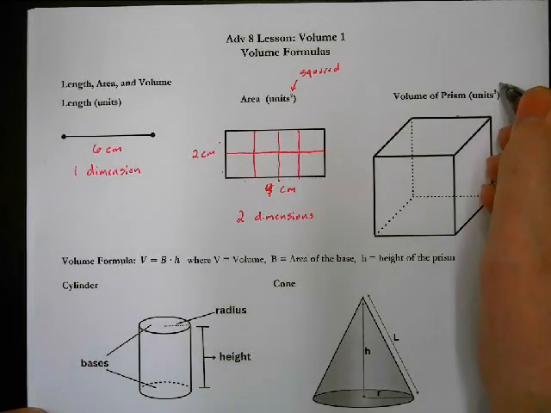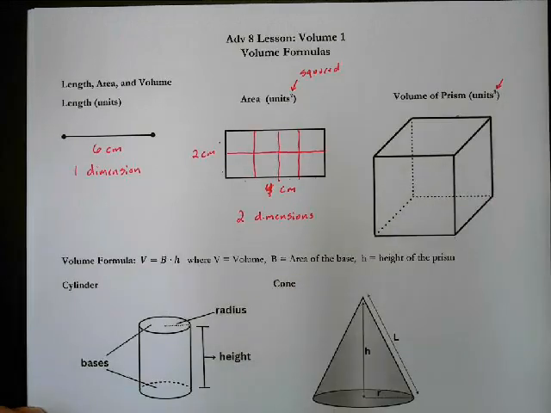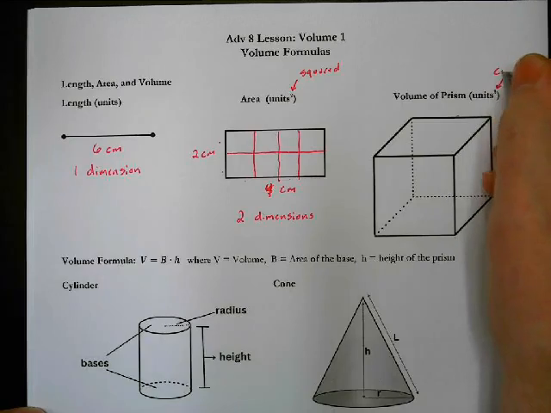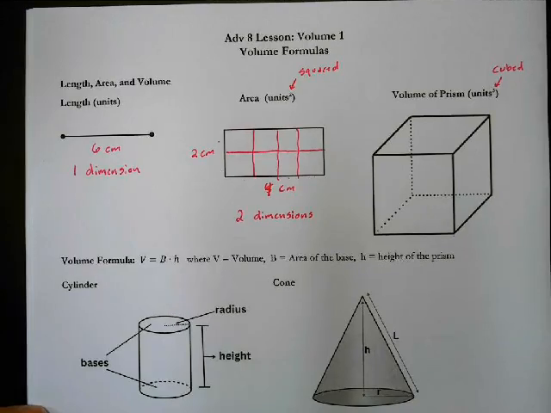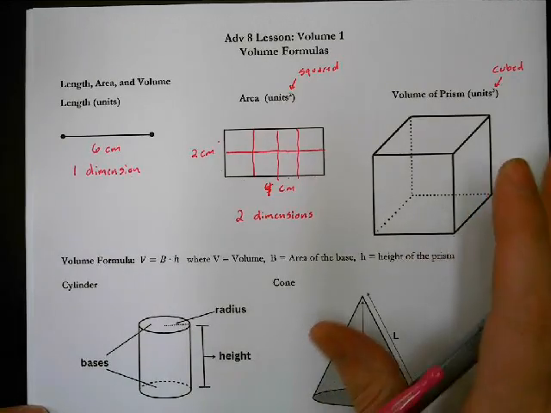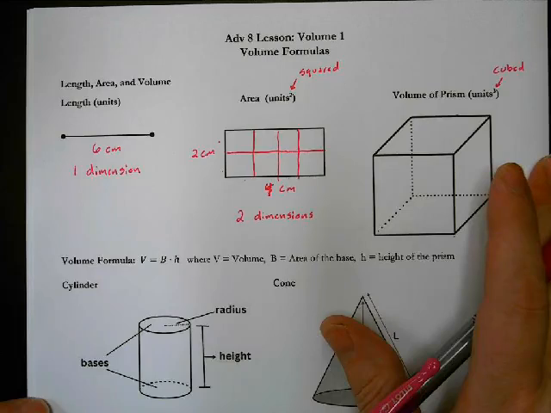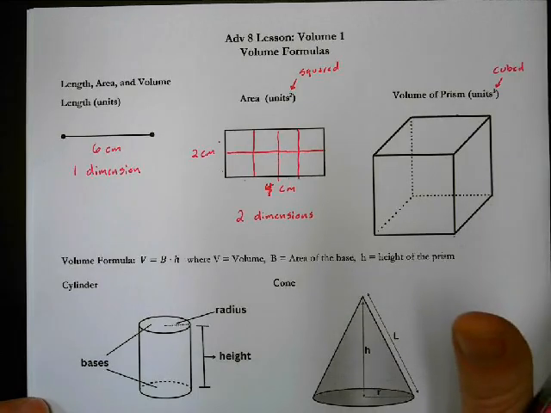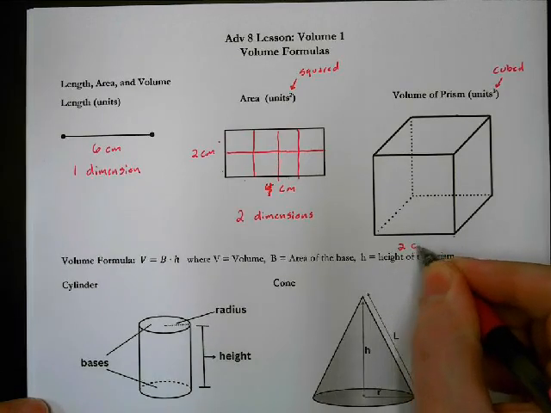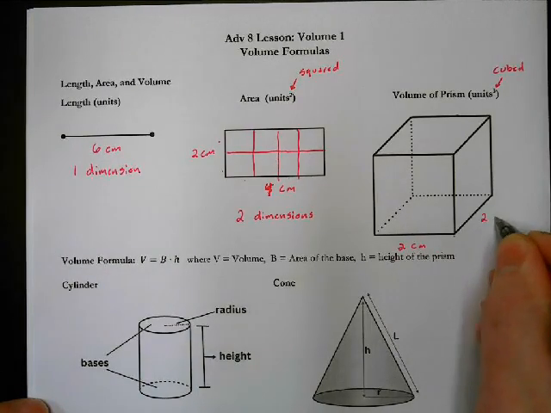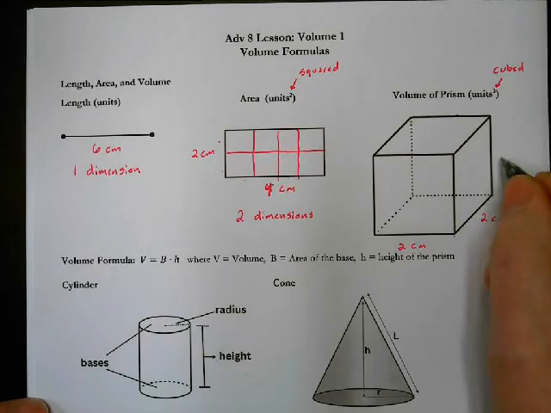Volume is to the third power. You know what we call the third power, right? We call it cubed. We don't call it cubed for any random reason. We call it cubed because we're literally counting how many cubes fit in the shape. Now let's make this particular prism a cube. Just to make this easy on myself to draw, I'm going to say this is 2 centimeters, this is 2 centimeters, and this one is 2 centimeters.